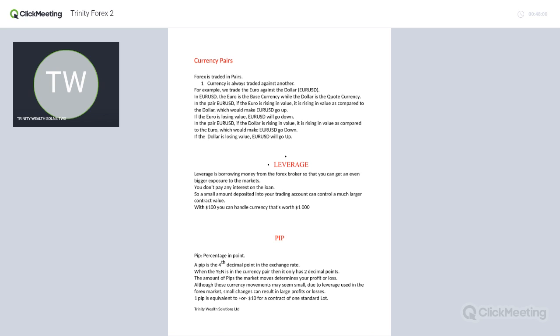Okay. But some currencies, the decimal points are 2. Like USD JPY, all the Japanese pairs, they have 2 decimal points. So a pip is counted on the 2nd decimal point. And this one, you don't even have to cram or anything. It's always just for you to understand, in case you see such kind of scenarios. Some have 2 decimal points, others have 4 decimal points. But when you open your platform, your MT4, you'll see all that in your chart. The amount of pips the market moves determines your profit or your loss.